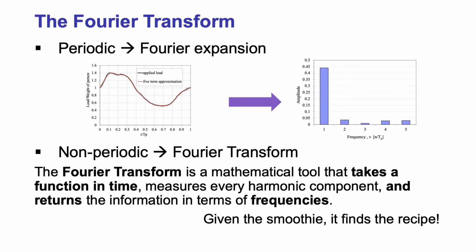In general, the Fourier transform is a mathematical tool that takes a function in time, measures every harmonic component, and returns the information in terms of frequencies. It allows us to do what we have done before with the Fourier series, but now also for non-periodic functions. In other words, given the smoothie, it finds us its recipe.